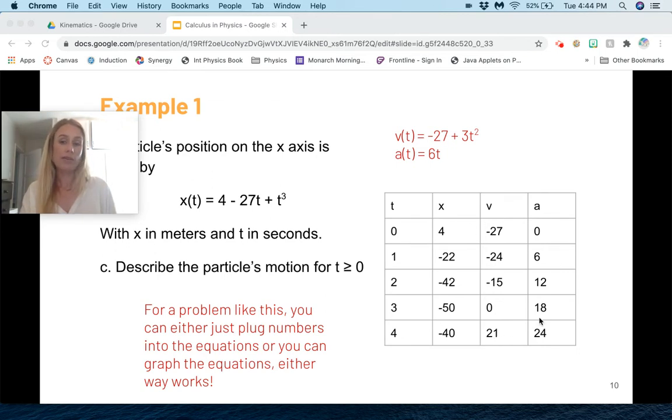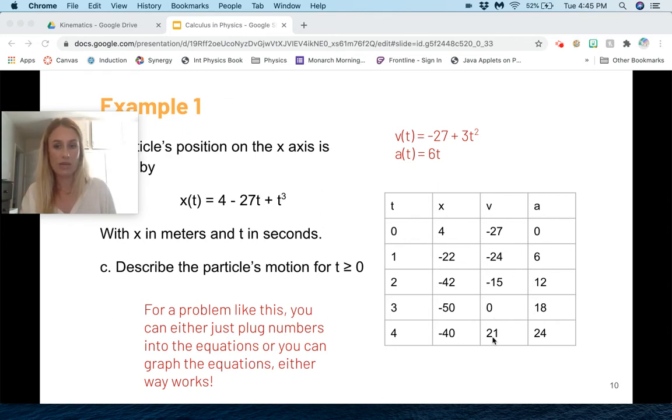You can also talk about velocity if you wanted to. You can talk about acceleration if you wanted to. Remember here, we know that we're slowing down because we have a negative velocity and a positive acceleration. When velocity and acceleration have opposite signs, the object is going to slow down. When they're the same sign, the object will speed up.